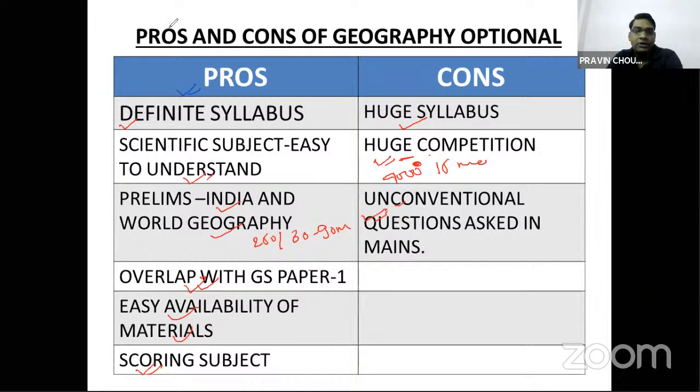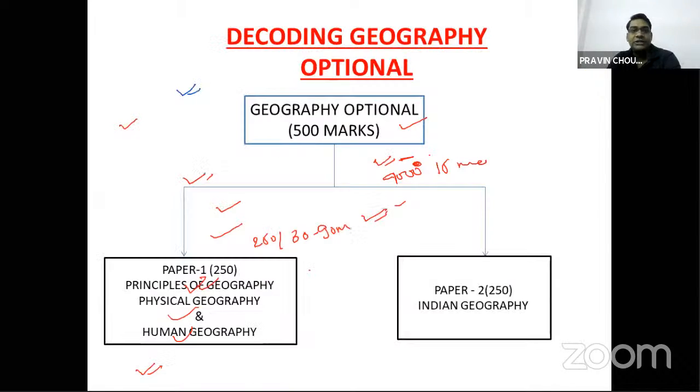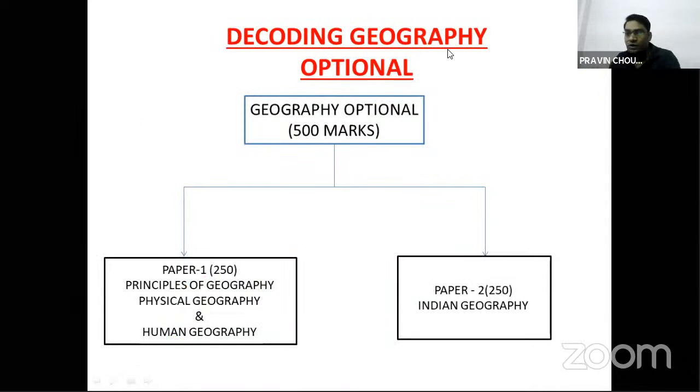OK. Now let's move to the next slide, which is about decoding the geography optional. Let's understand what exactly the geography optional paper is. So the total marks of the geography optional will be 500 marks. Whatever the optional is, the marks are the same, 500 marks. And this optional is divided into two papers. The first is called paper 1 and the second is called paper 2. Paper 1 is 250 marks and paper 2 is also 250 marks.